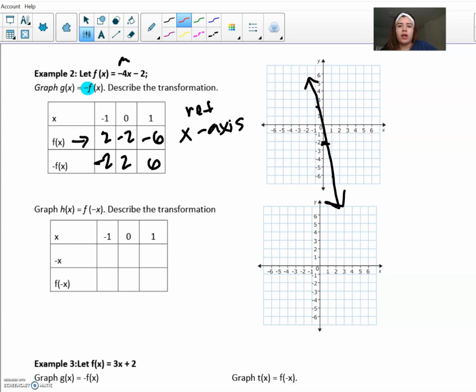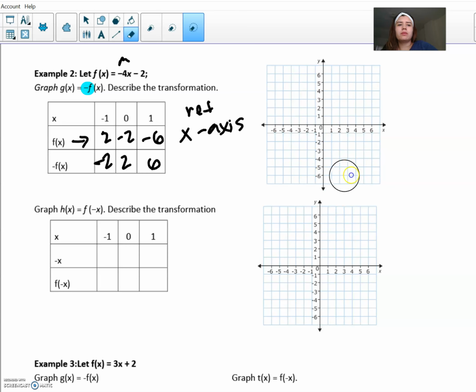So now we're on to our new function. We go to -1, -2. We go to 0, 2, and we go to 1, 6. And though that is hard to tell, these graphs would have crossed right around here. I'm going to try to redraw those lines.